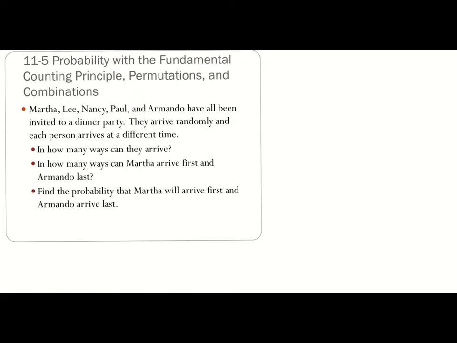So these are the Chapter 11, Math 102 examples for sections 5 through 8. The first section is going to deal with probability with our fundamental counting principle, permutations and combinations. We looked at those in the first 3 sections. Now we're going to look at probability with those.